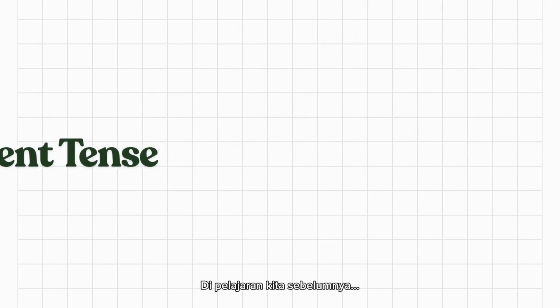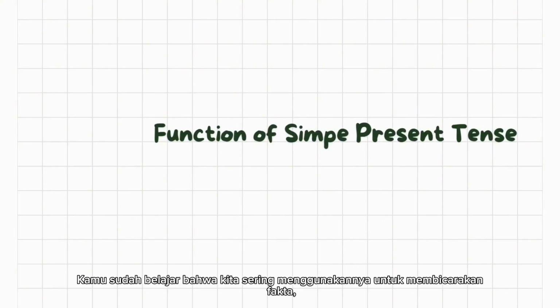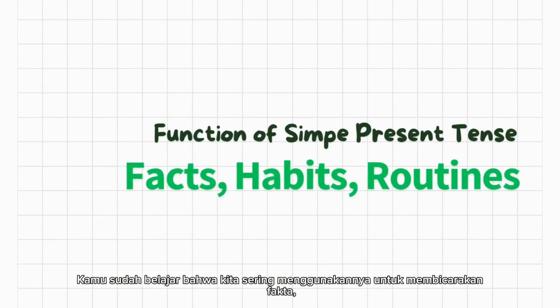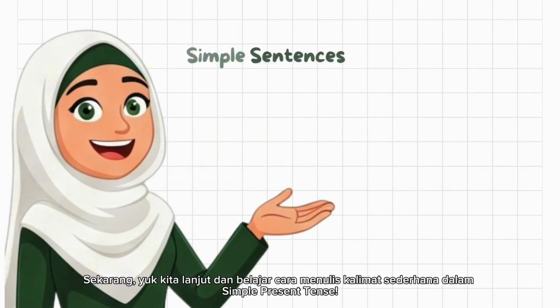In our last lesson, we talked about the function of the simple present tense, when and why we use it. You learned that we often use it to talk about facts, habits, and things that happen regularly. Now let's move on and learn how to write simple sentences in the simple present tense.